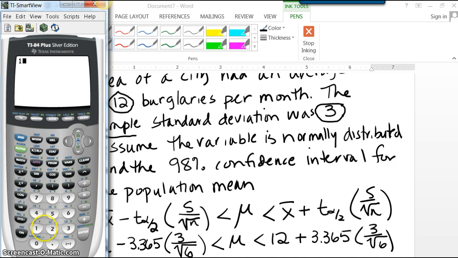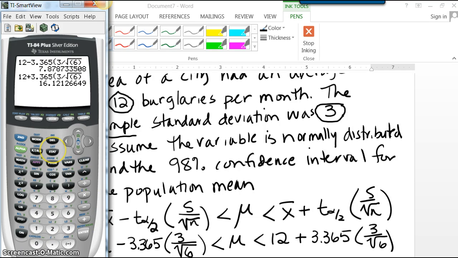Let's use the calculator. And for the left number, I'm getting 7.87. And then let's see what we get for the right side. About 16. So the average number of burglaries is 12, and we're estimating that it's between about 8 and 16.